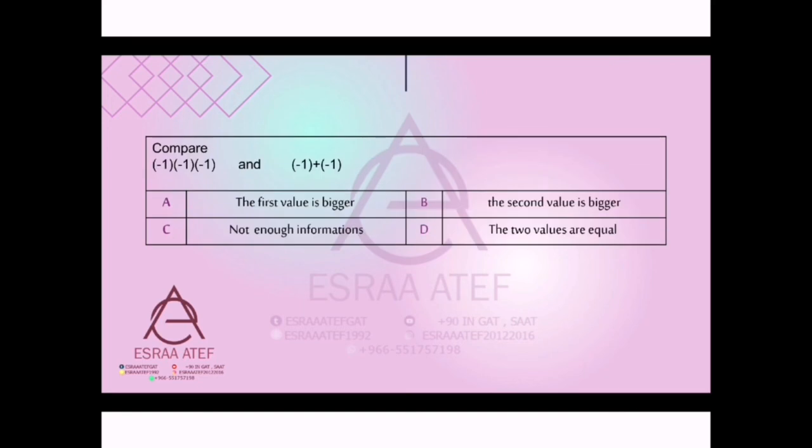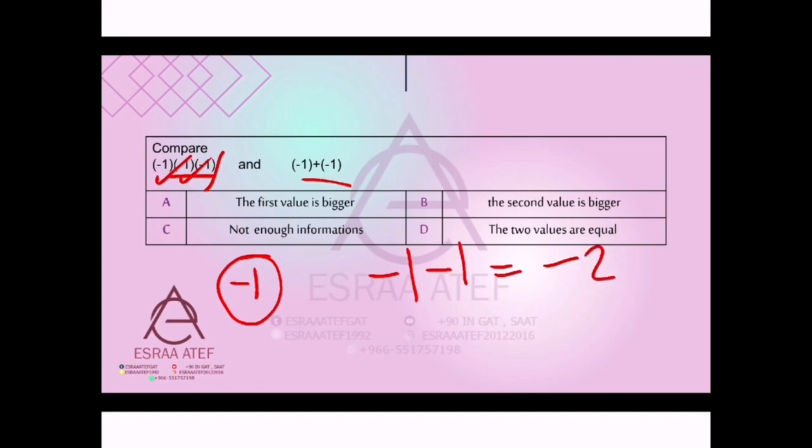Okay, here he wants you to compare between this one and this one. Negative 1 times negative 1 gives me 1. 1 again times negative 1 gives me negative 1. So that is the answer of the first one. Here, negative 1 plus negative 1, which means negative 1 minus negative 1, will be negative 2. Okay, which one is bigger? Which is the smaller number? So here is the bigger one.